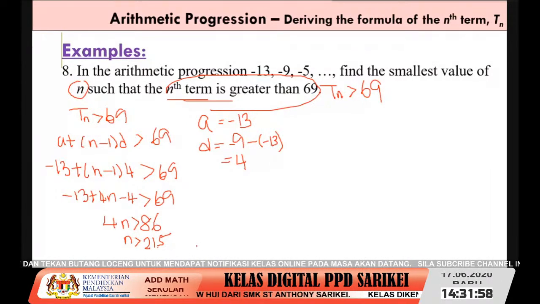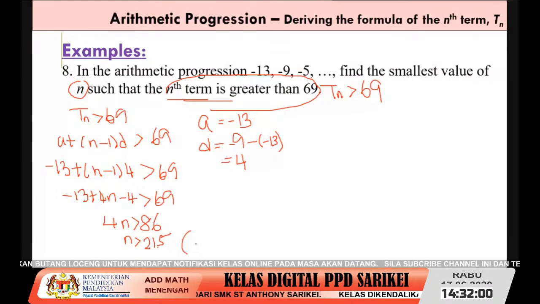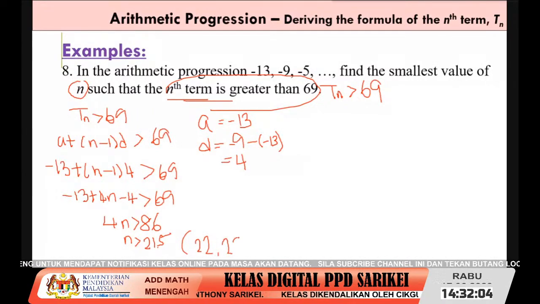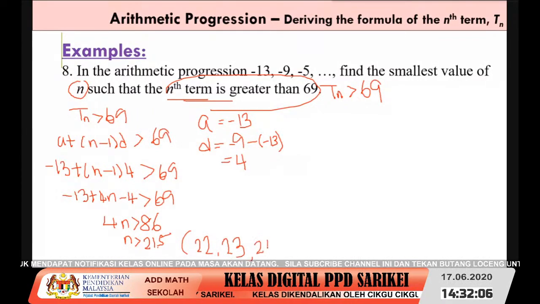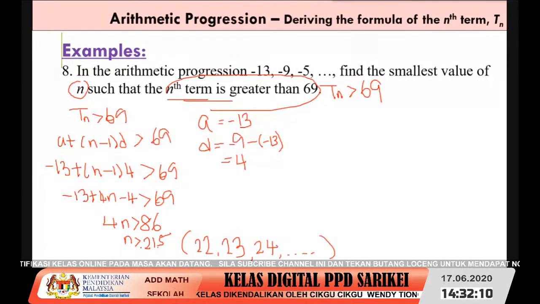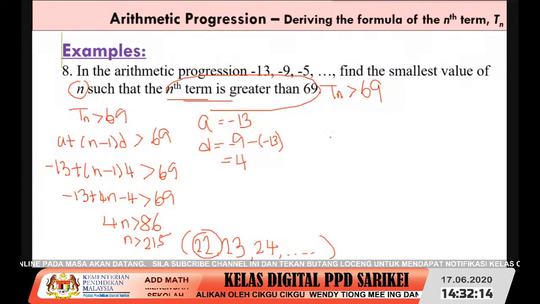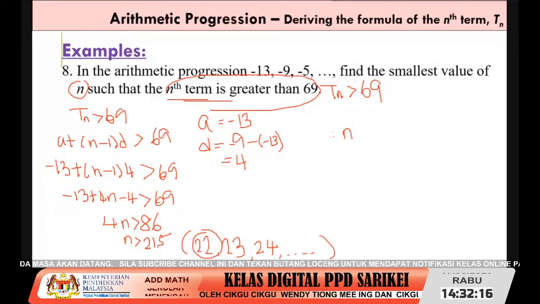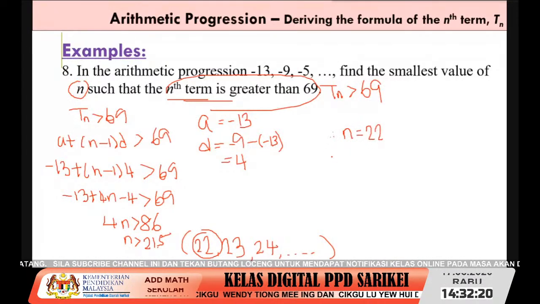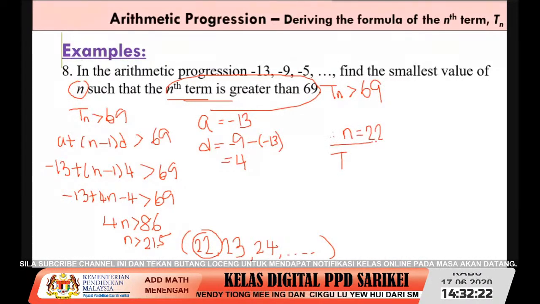So, if n is greater than 21.5, it means it can be 22, sebutan 22. It can be 23, 24, and so on. Among these, which one is the smallest value of n? Of course, it's 22. So we write down the smallest value of n is equal to 22. It means this is the answer.